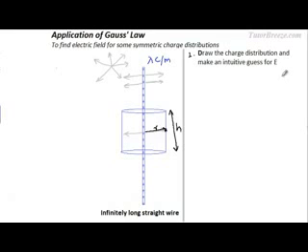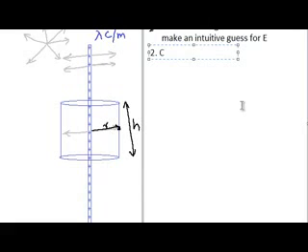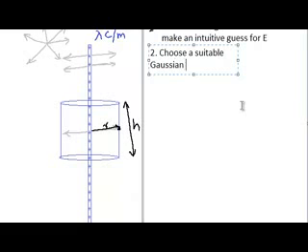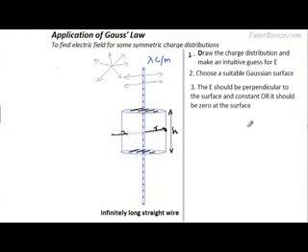So, now the next step is to choose a Gaussian surface. I'll just list that out in our sequence of steps: choose a suitable Gaussian surface. See, Gaussian surface is a surface on which we apply Gauss's law. Now let's take a look at step 3. I have just listed out the step over here.